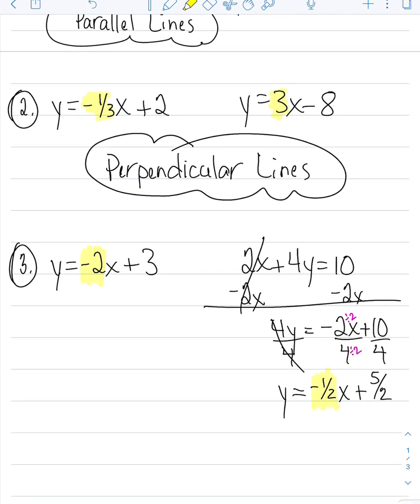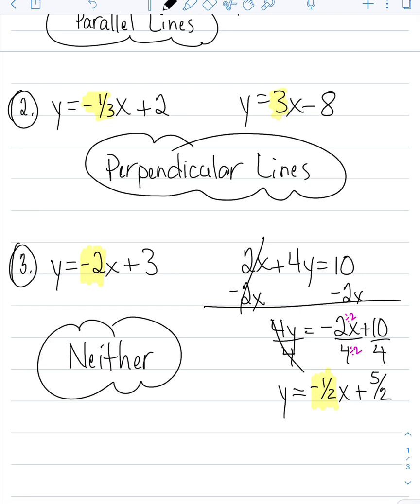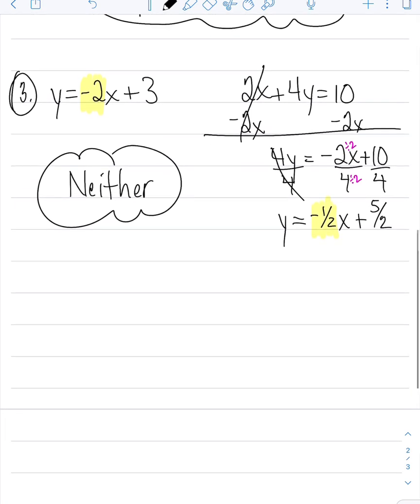First of all, are they opposite signs? Or are they the same? No, they're both negative, but one slope is 2 and one slope is 1/2. So they're reciprocals, but not opposite reciprocals. So I'm going to say that these are neither. They may intersect if I graph them, but they're not parallel and they're not going to be perpendicular.